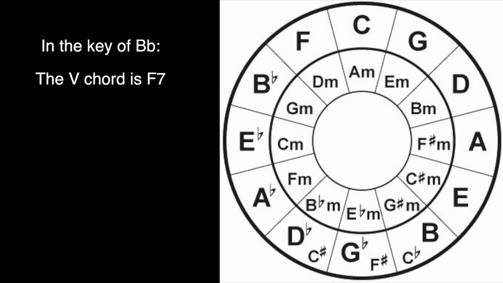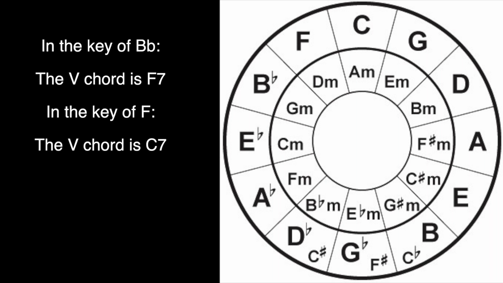In the key of B flat, the 5 chord is F7, or the 5-7 chord. The 5 chord in the key of F is C7. So we can use the circle of fifths to lead us from the key of C to the key of B flat. So it would sound something like this. I'm coming to the end of the hymn.